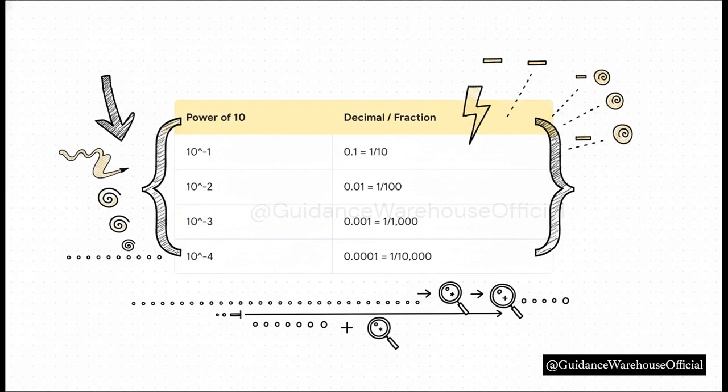10 to the negative 1 is 0.1 or 1 over 10. 10 to the negative 2 is 0.01 or 1 over 100. A negative exponent simply tells us we're dealing with a decimal less than 1. And just like our positive numbers, the pattern holds up perfectly. The value of that negative exponent equals the number of zeros in the denominator of the fraction.